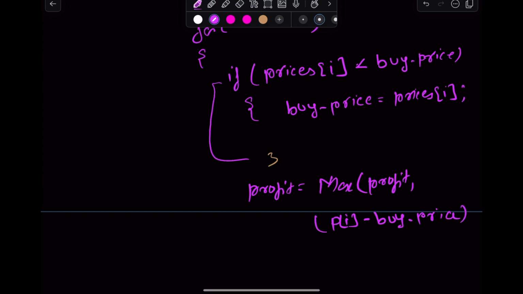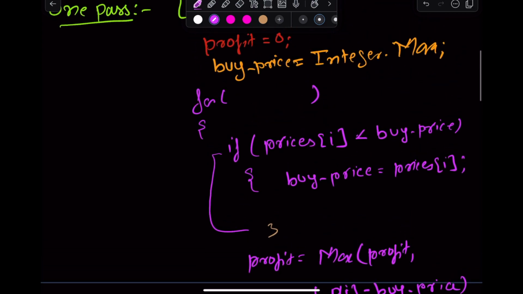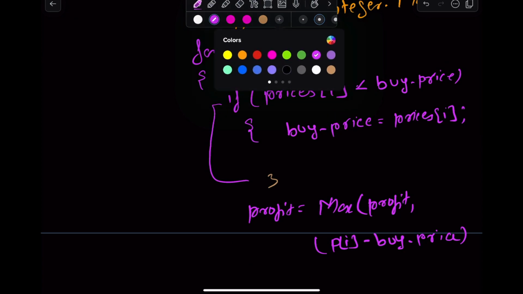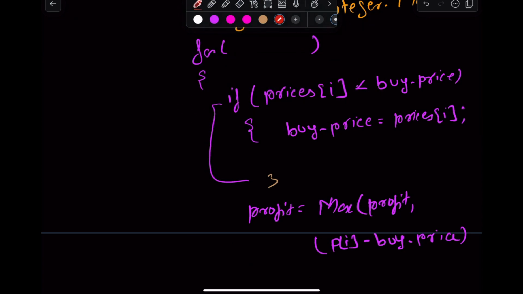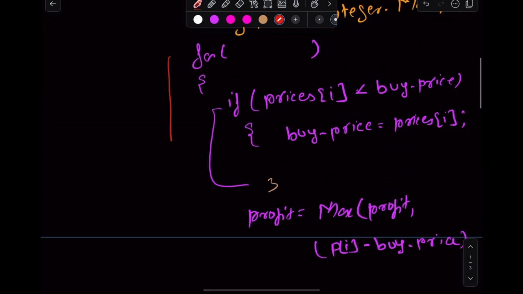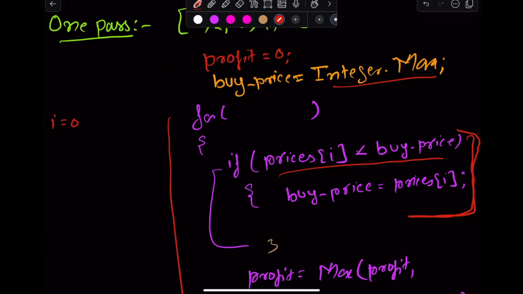So let's take a look. For i equal to 0, what will happen in this case? We'll go through it one by one. I'm going to write it on this side. When i equal to 0, this if statement will be true because buy price is set to Integer.MAX_VALUE.